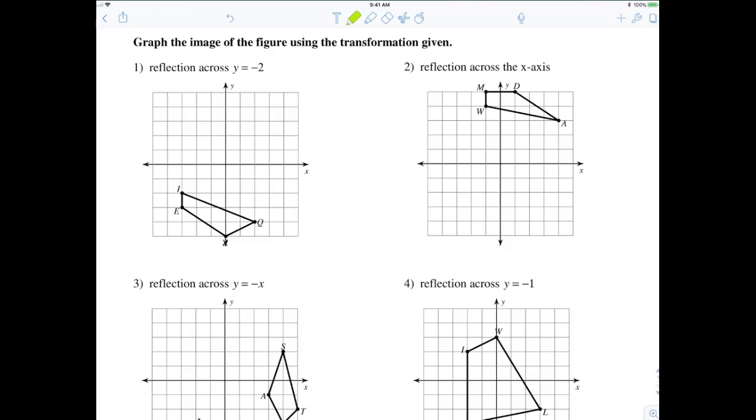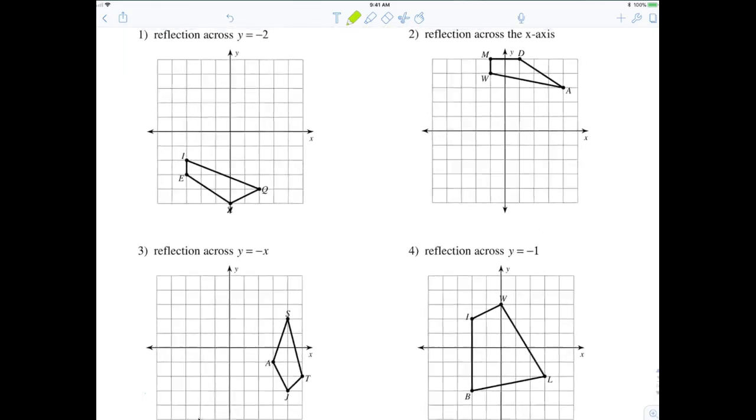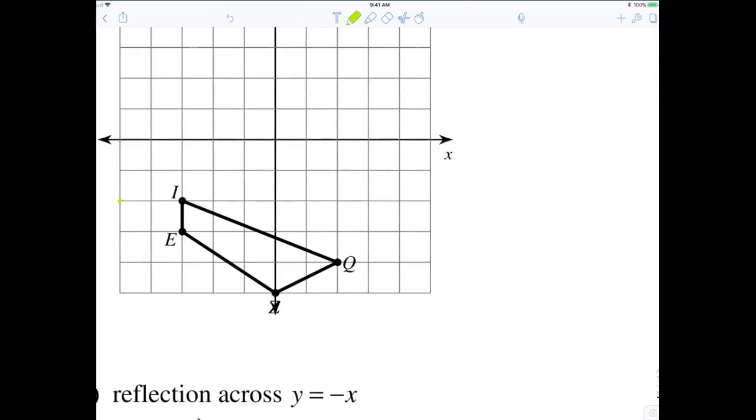So I'm going to reflect across y equals -2. What we have to do is find y equals -2. So this right here is y equals -2. Does everybody see that? Basically all you're doing is counting to that line and then reflecting it over. Watch, Q is how many units from the line? 2. So I've got to be 2 units above the line. So this point right here is Q prime. Everybody happy about that?